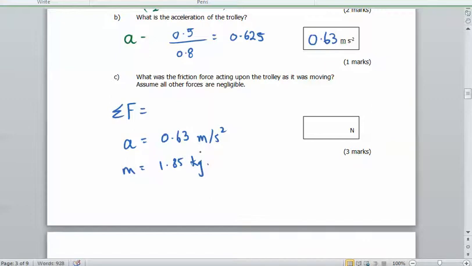Newton's second law says that a body will, when a force is provided, have an acceleration. So our net force is the actual mass of the total system times its acceleration. So it's 1.85 times 0.63. What does that give us? 1.2 newtons. Now that's our net force.